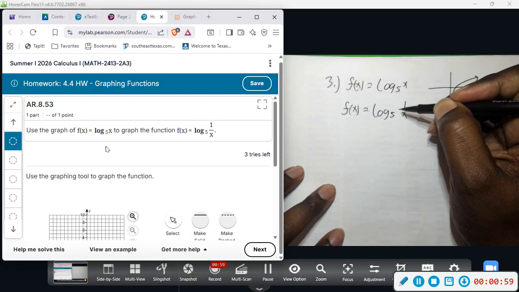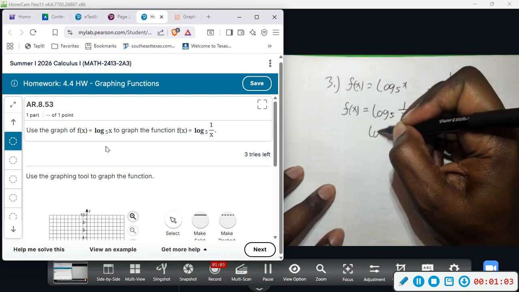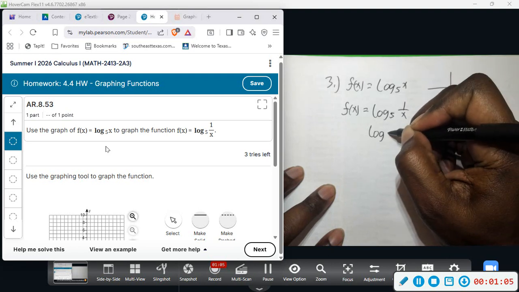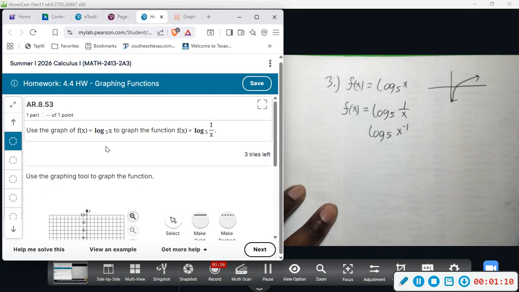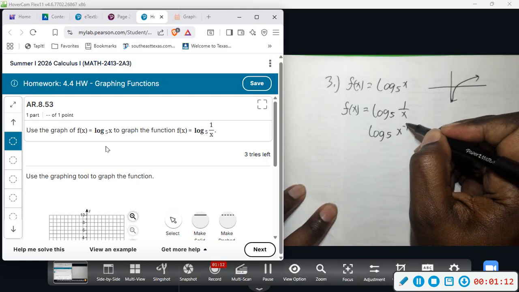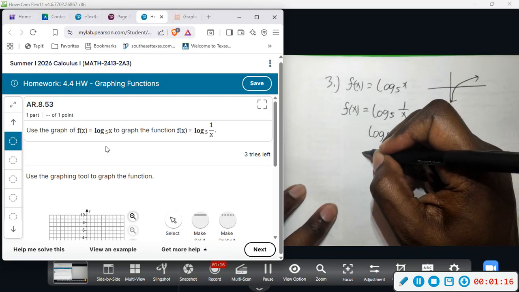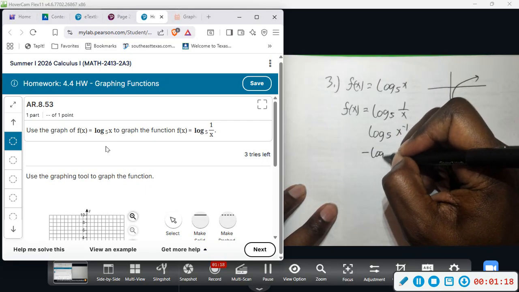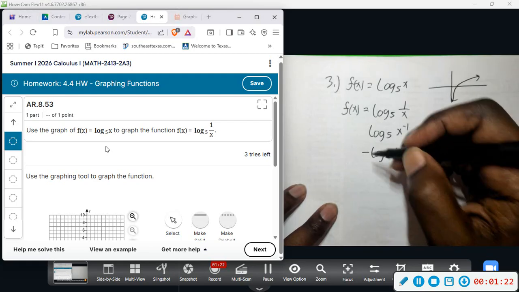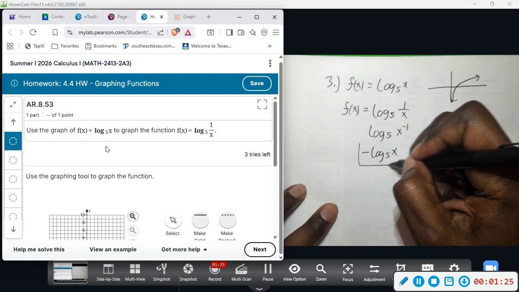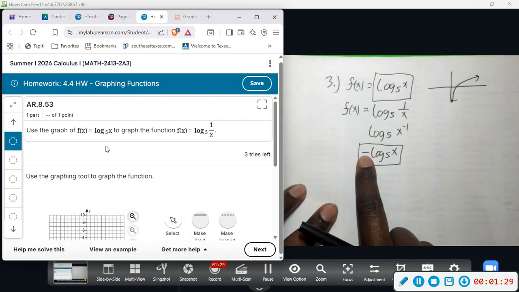as a subtraction of 2 logs, or I'm going to do the power. So there are 2 different ways you can do it, but I'm going to do log base 5 of x to the negative 1 power. It has a property where you can take this exponent and write it as a multiple. So this will become negative log base 5 of x. And so the end result, if I compare this to this, is it is just multiplied by a negative.